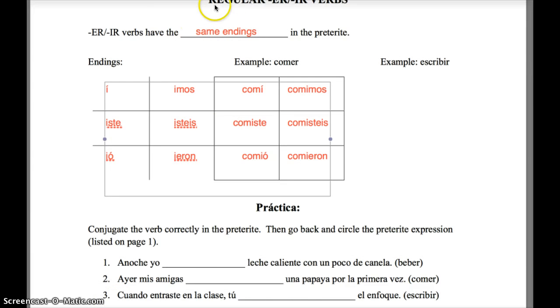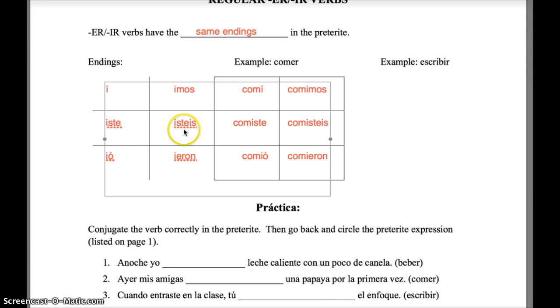Okay, so regular ER and IR verbs have the same endings in the preterite. So back in the old days, in the regular IR verb charts, it was o, s, e, emos or imos, depending on which kind of verb you're talking about, and n, right? Now it's going to be imos no matter what. So, í, iste, ió, imos, ieron. There's an accent on the í and there's an accent on the ó right here. The accents never happen on the other preterite forms.